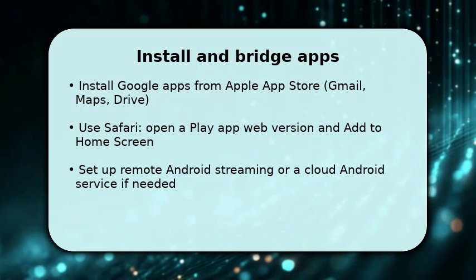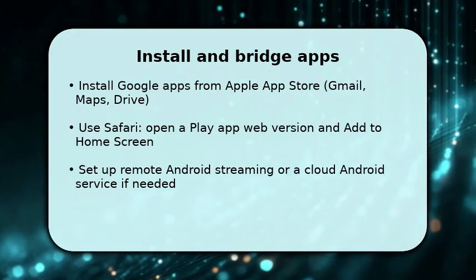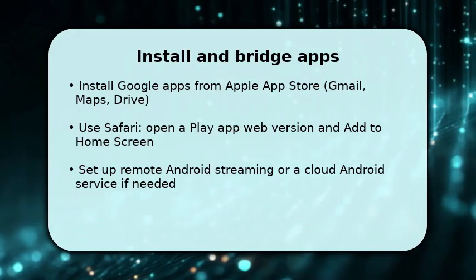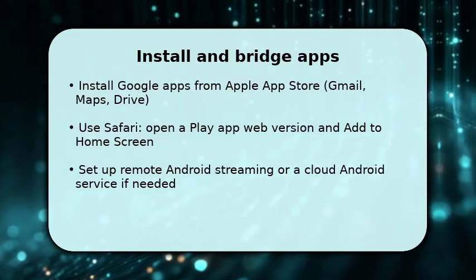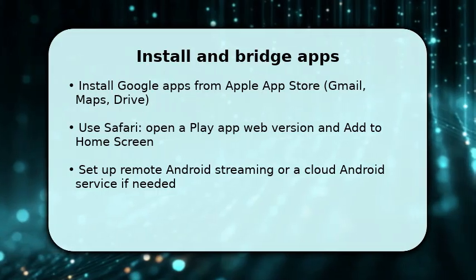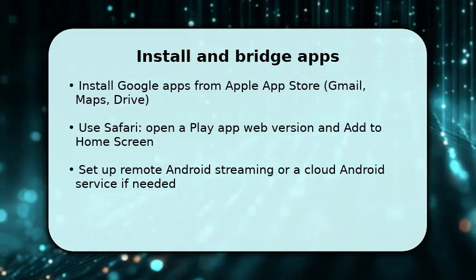First, search the App Store for official Google apps, Gmail, Maps, Drive, and install them. These replace many Play apps. Once done, open the Google Play app page in Safari or the app's web interface and choose Add to Home Screen to create a progressive web app shortcut.